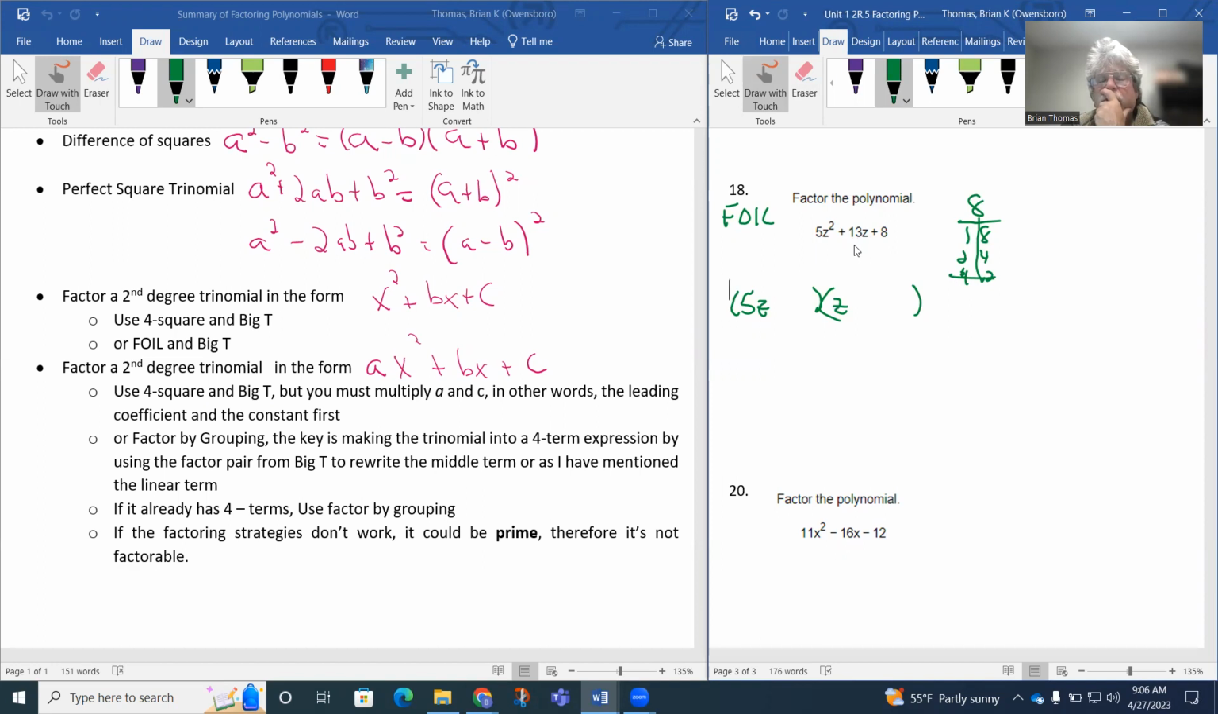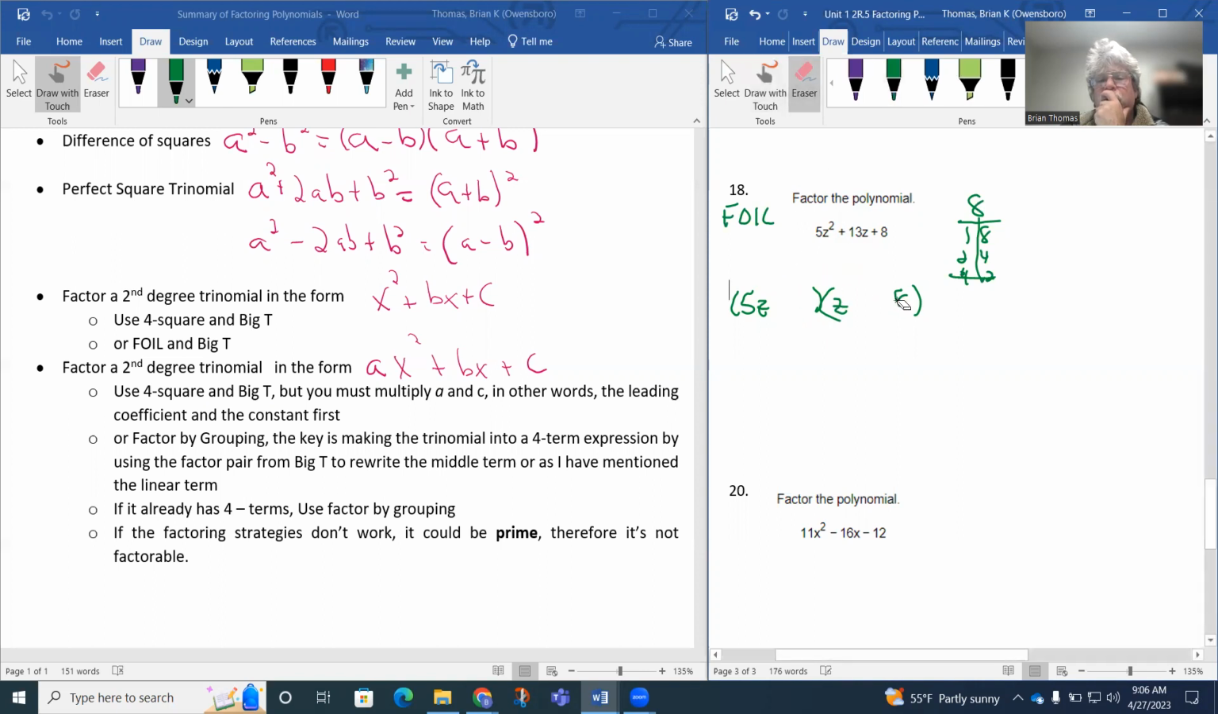Now, to get this 13z, it seems like this 8 and this 5 are jumping out at me a little bit, because 8 and 5 is like a 13. But I can't put the 8 over here on this side, because if I put the 8 and 1 over here, remember, you're going to be doing the outer terms, and that's going to give me a 40z, and an inner term is going to give me a 1z. That's going to be 41z.